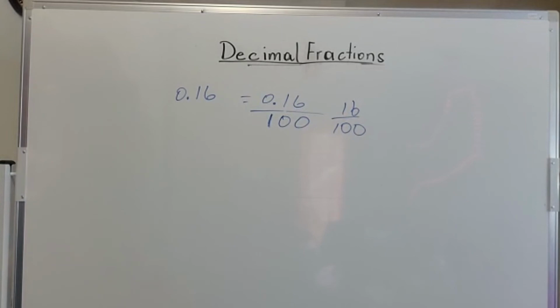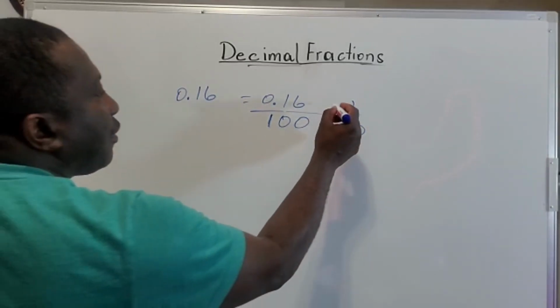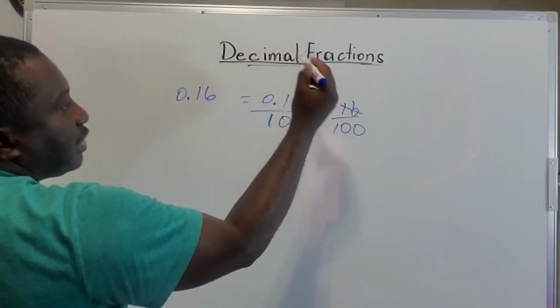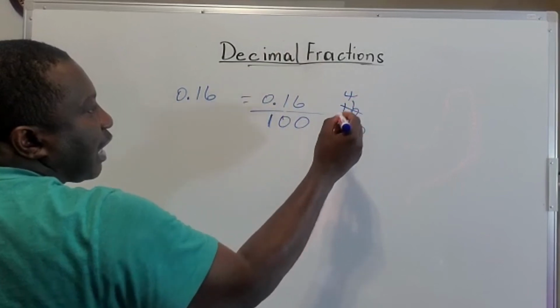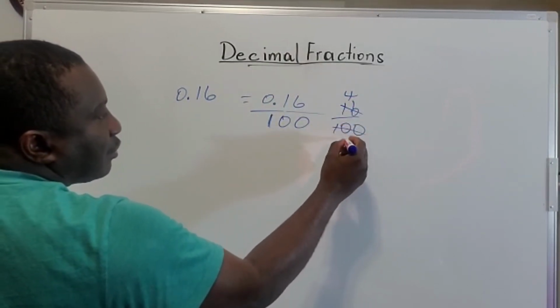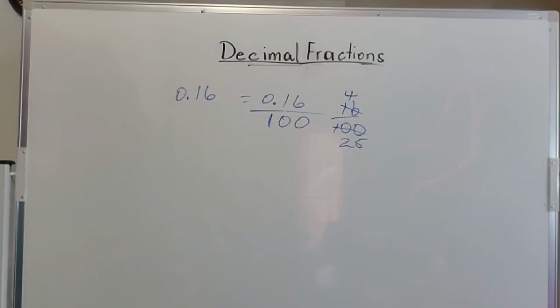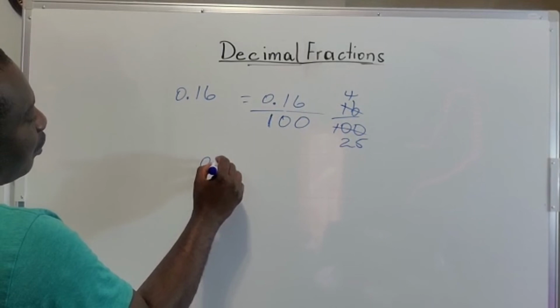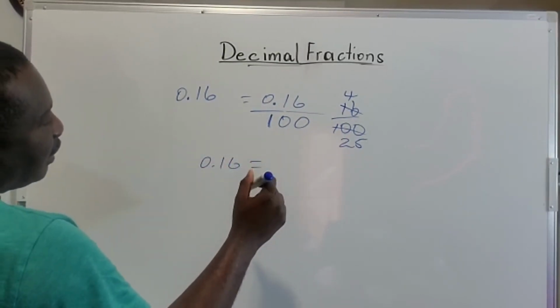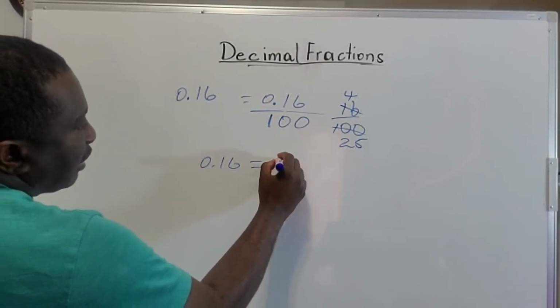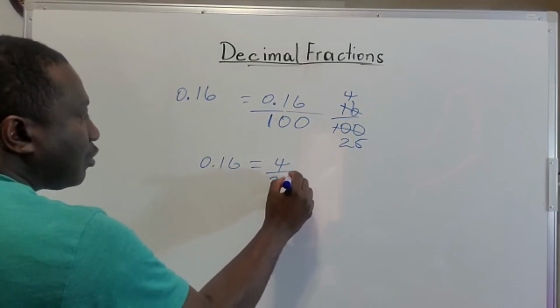So we're going to look for a number that can divide 16 and 100. Let us try 4. 4 into 16 goes 4 times. 4 into 100 goes 25. Can it be further simplified? No. Hence, 0.16 is the same as 4 over 25.